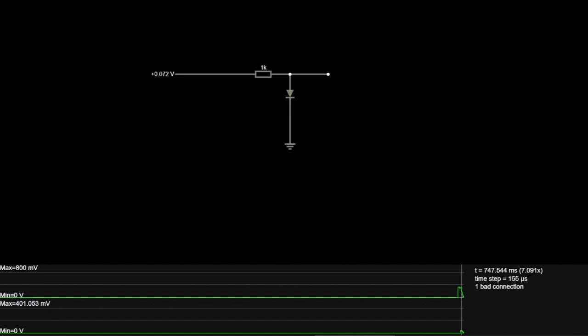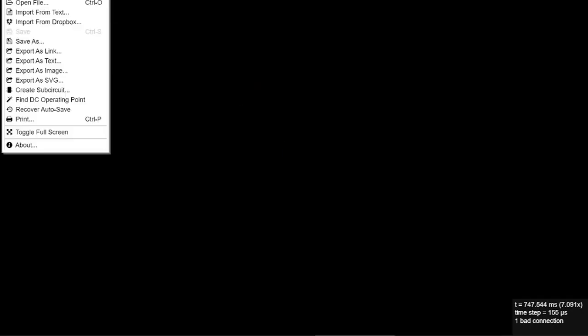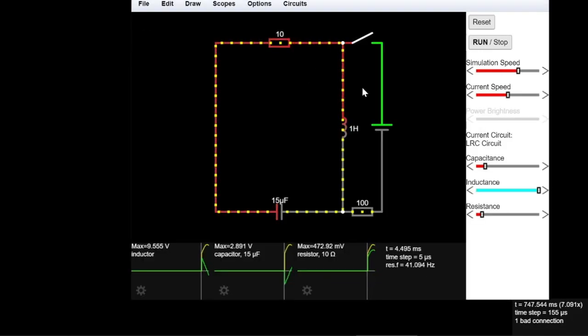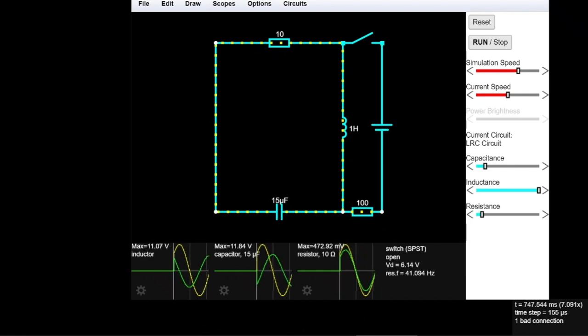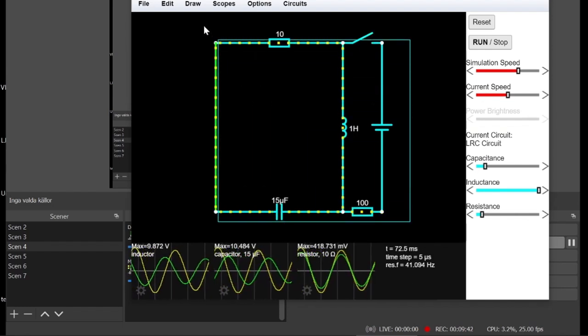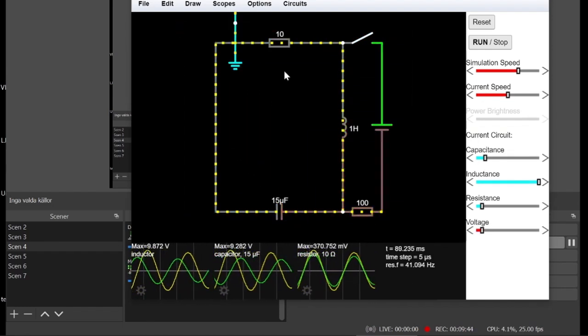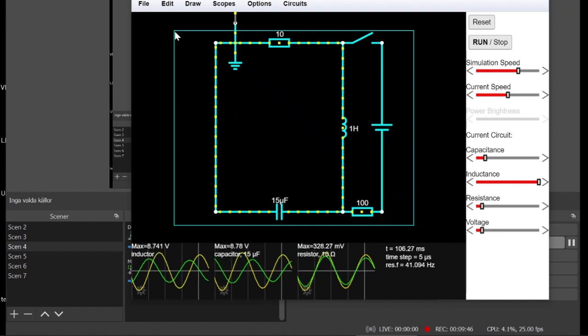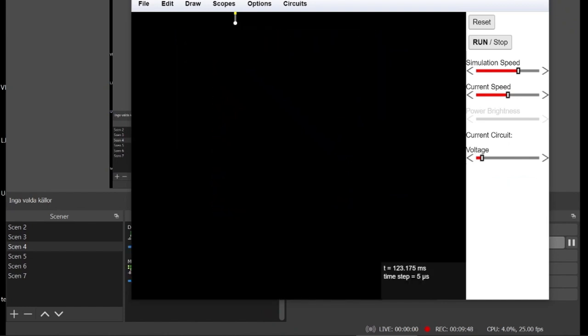Okay. Please allow me to take everything here and put it into another circuit, because this one seems to be overwhelming this system because I put so much in it. You're not supposed to do that. Okay.